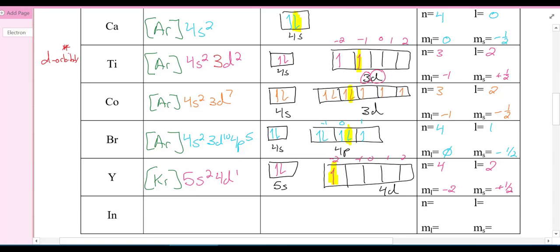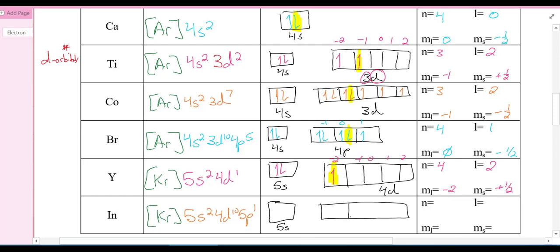Indium, skipping all the way over to indium, still krypton. So we use krypton here. And then we have 5s2, 4d10, 5p, looks like 1. 5p1. So 5s, let's go with 5s, 5p. Up, down, up. Alright, so N for this guy, N is 5, L is p orbital, so it's 1. First p orbital, so it's negative 1, and then it's up, so it's plus 1/2. There we go.